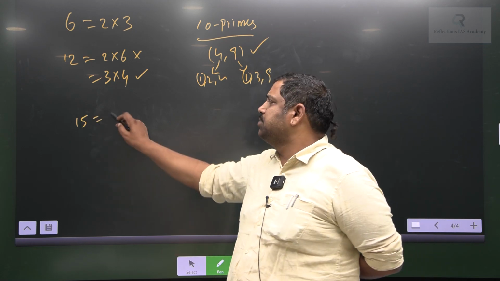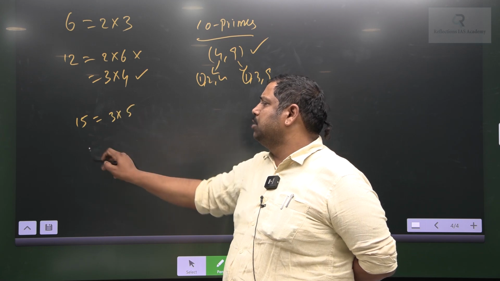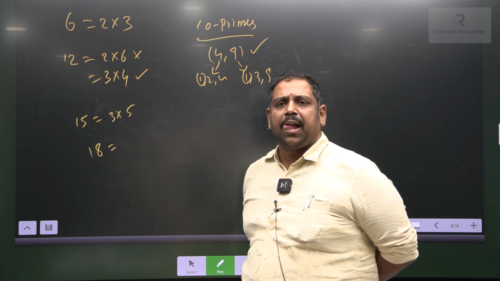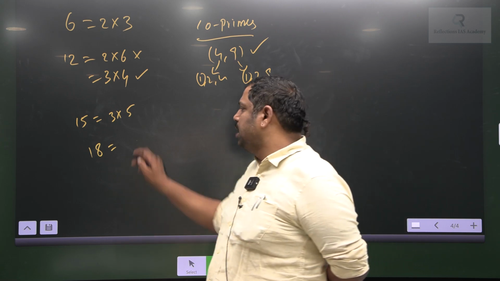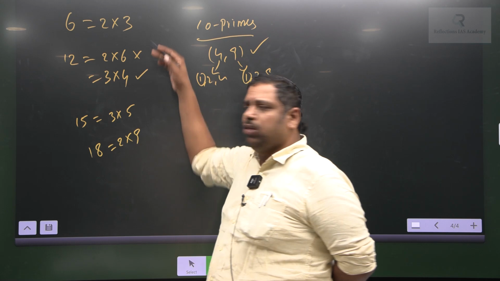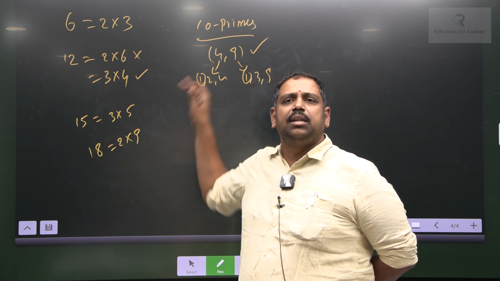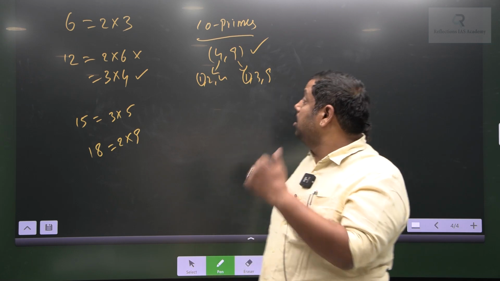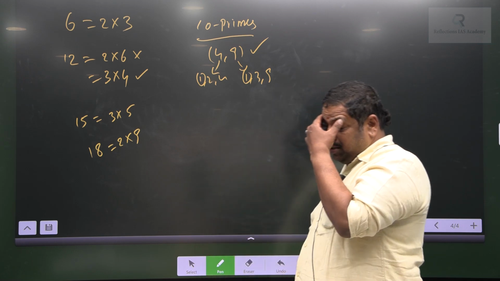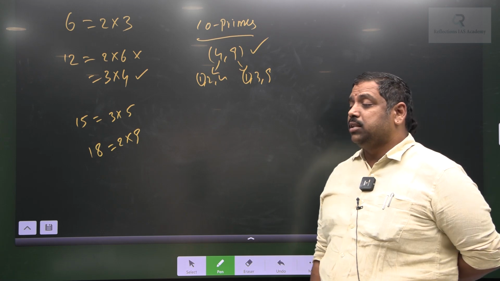3 and 5. The numbers which are divisible by both 3 and 5. What is the divisibility rule of 18? 2 and 9. The natural numbers which are divisible by both 2 and 9, because 2 and 9 are co-primes, and so on. Hope you understand? Okay, good. This is about co-primes and divisibility rules. Next one.